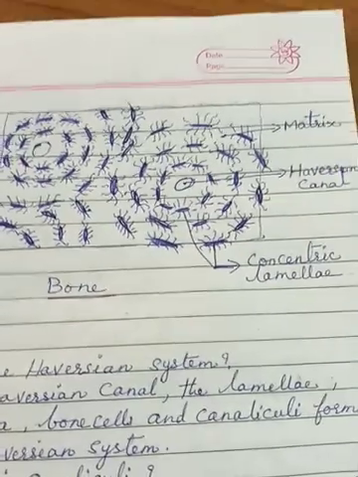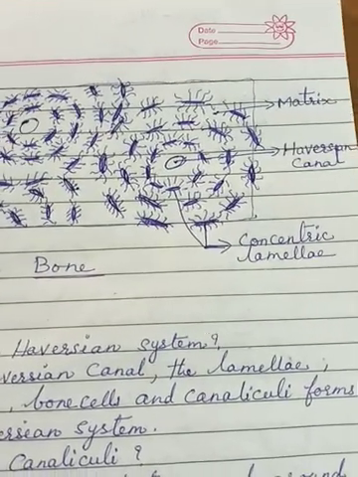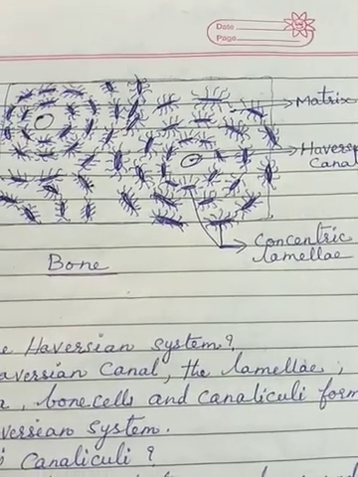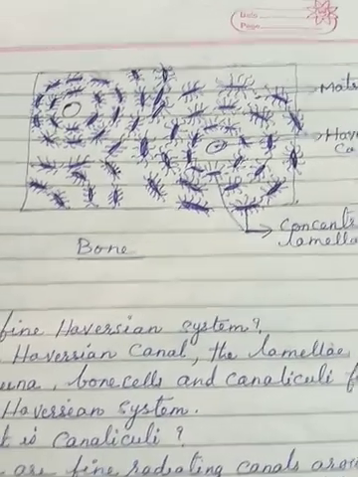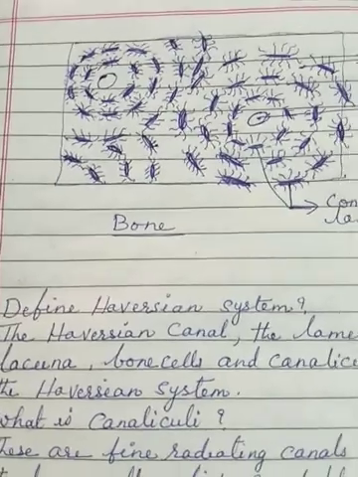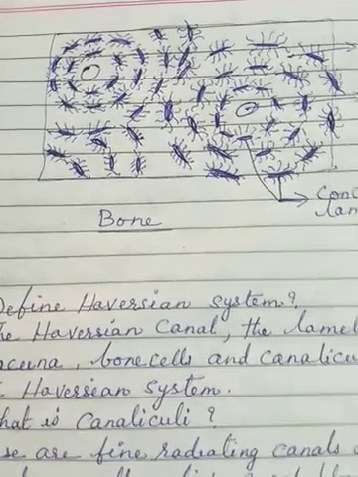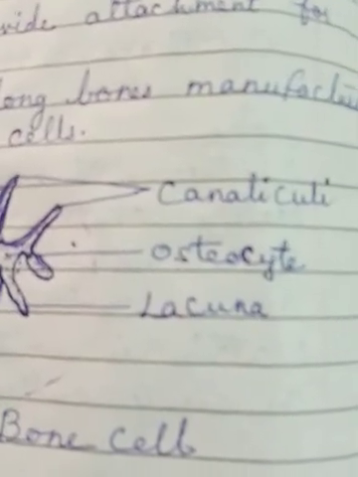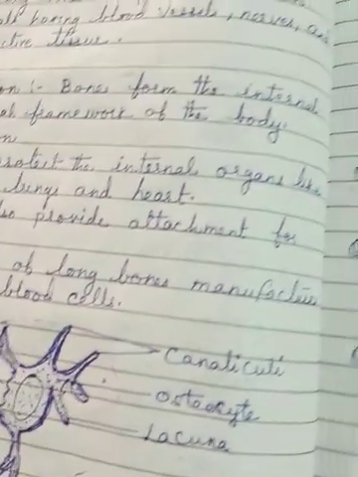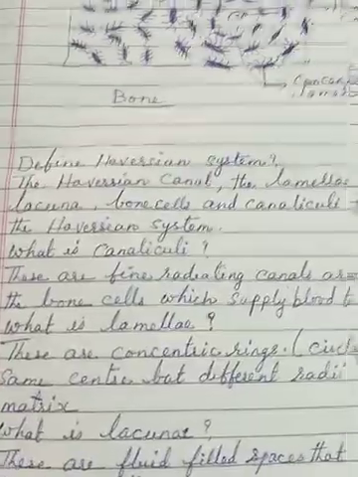Again, you see this matrix is in the form of concentric rings, and these concentric rings are known as the lamellae. Haversian canal is there. Fluid-filled spaces are known as the lacunae, and the protoplasmic processes of this bone cell are known as the canaliculi. So here are some questions, children.